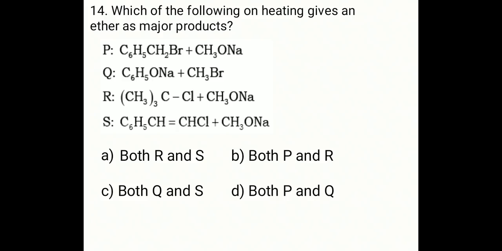Then which of the following heating gives ether as a major product? See, ether as a major product, remember, P will give the ether very easily and Q will give the ether very easily, but R and S will not give, so the answer is P and Q.